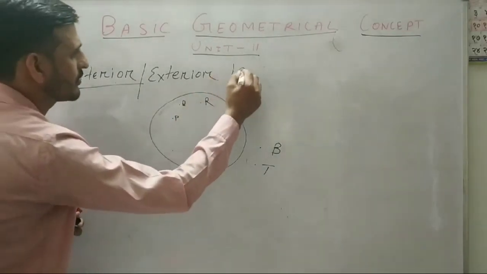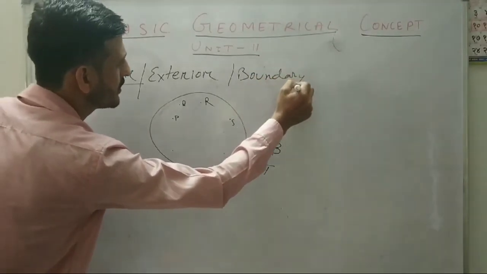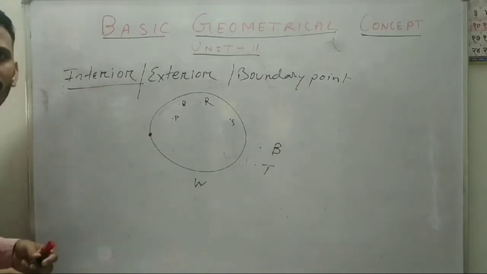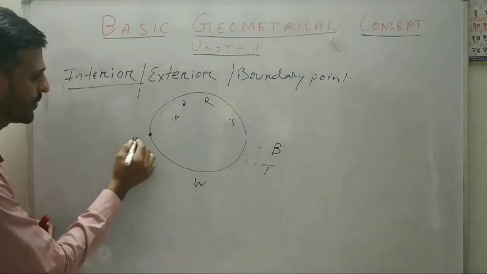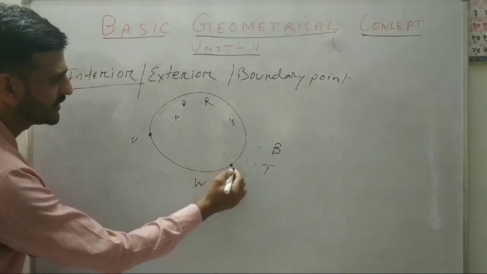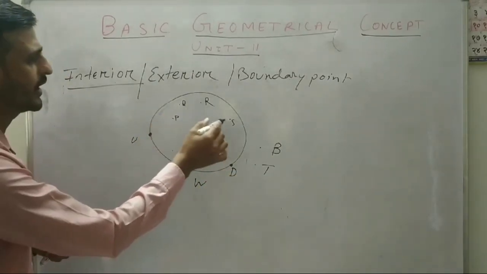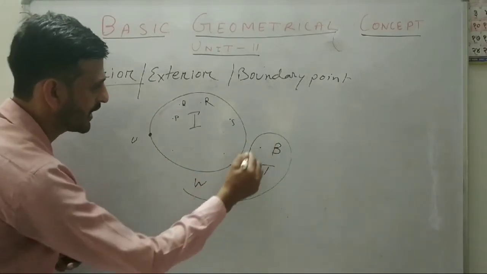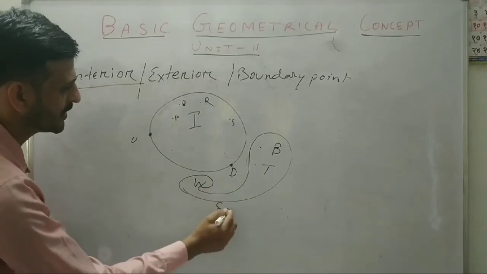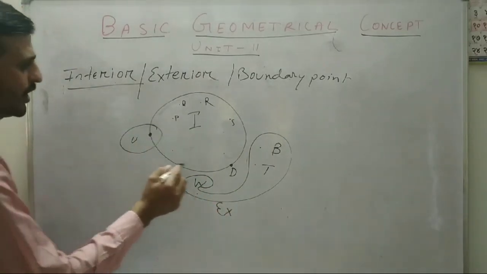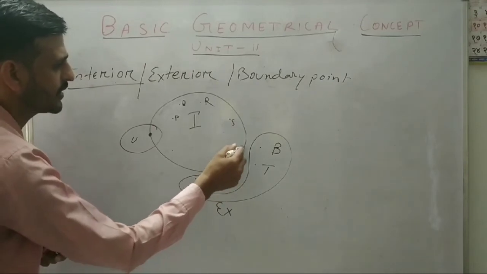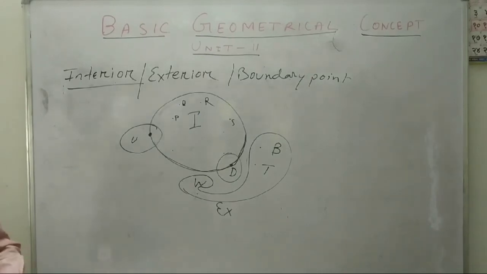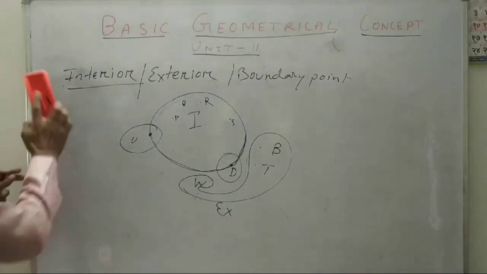And what is there? Boundary point. Boundary point means the points which are lying on the boundary of this figure are known as boundary points. Suppose it is D. See, P, Q, R, S are interior points. B, T, W, these points are known as exterior points, and this point U and point D are on the boundary. These are known as boundary points. I hope you understood this one.